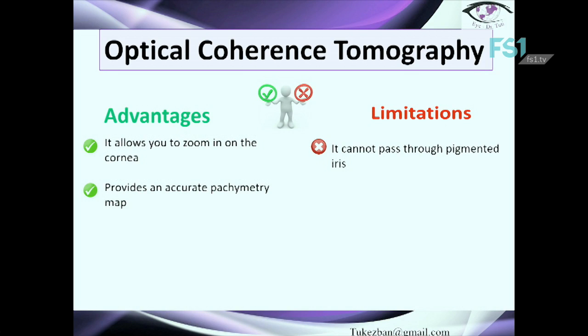So what are the advantages and limitations? First of all, this method allows us to zoom in on the cornea, and it provides an accurate pachymetry map. And the limitation: it cannot pass through the pigmented iris. I don't really think that we need to know that much about what happens after the pigmented iris for LASIK refractive surgery, but yes, this is one of those limitations which this examination is not providing us.